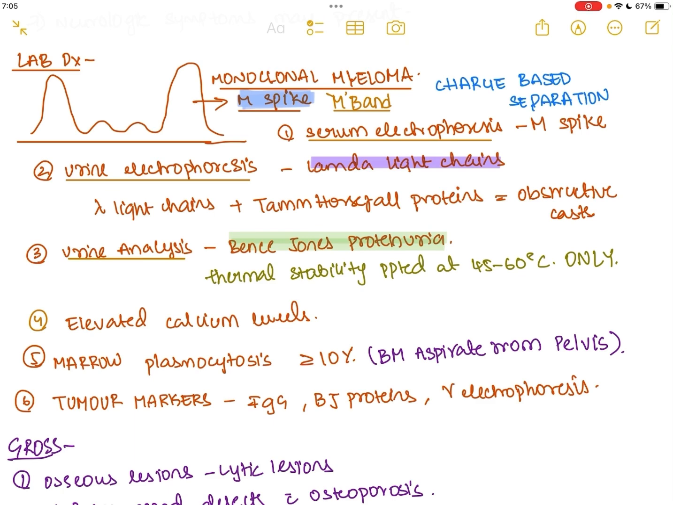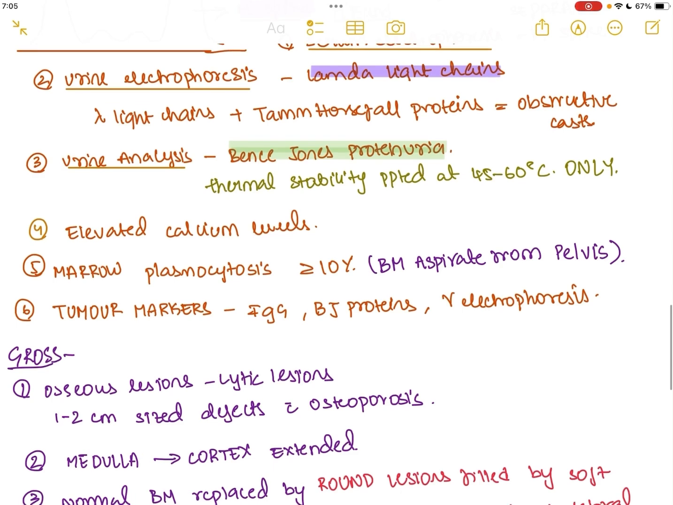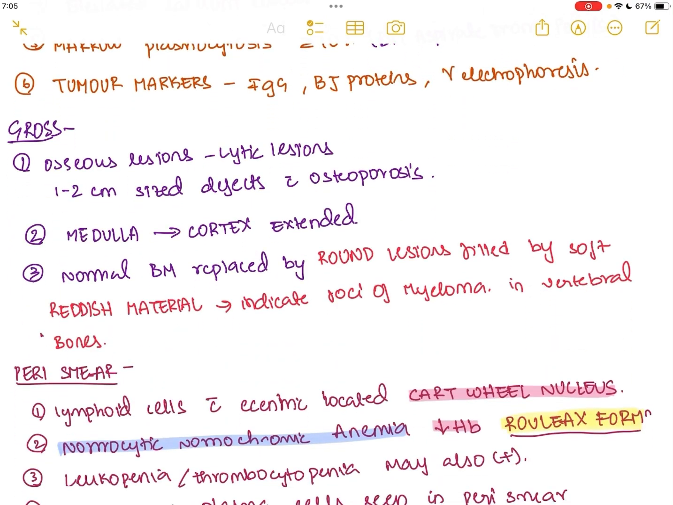And if you do the bone marrow aspiration from the pelvis, you can see bone marrow plasmacytosis. That means plasma cells are increasing in the marrow, greater than 10%. Tumor markers in case of multiple myeloma are IgG, Bence Jones proteins, and gamma electrophoresis. Coming to the gross, osseous lesions or the lytic lesions, which are 1 to 2 cm sized defects with osteoporosis. And also this tumor starts in the medulla and extends to the cortex. So this normal bone marrow is replaced by round lesions filled with reddish material.